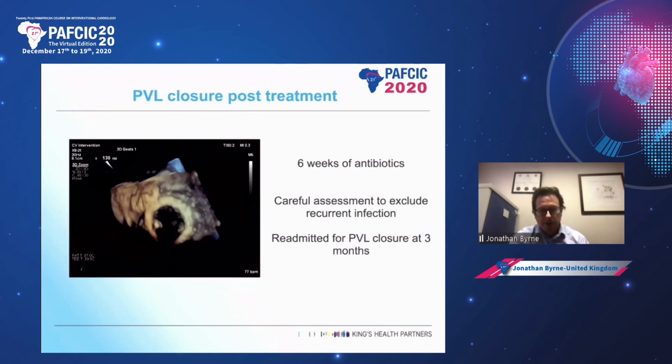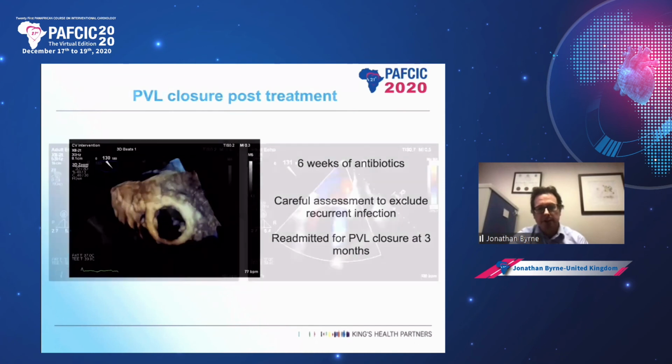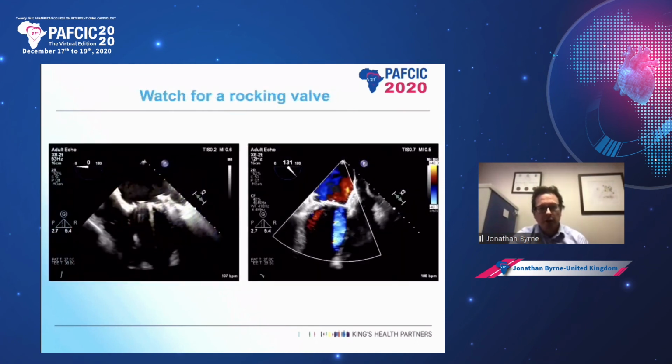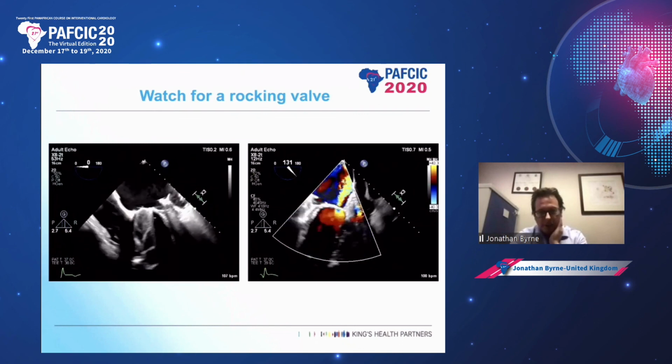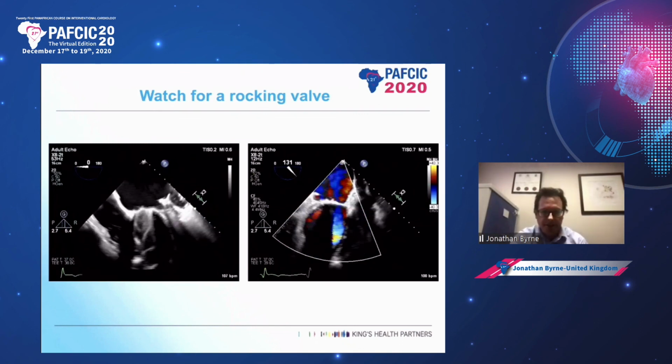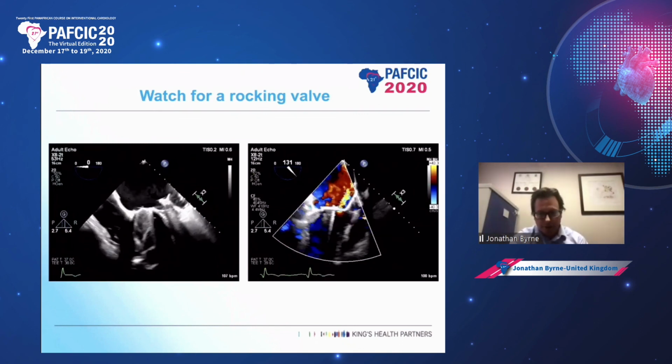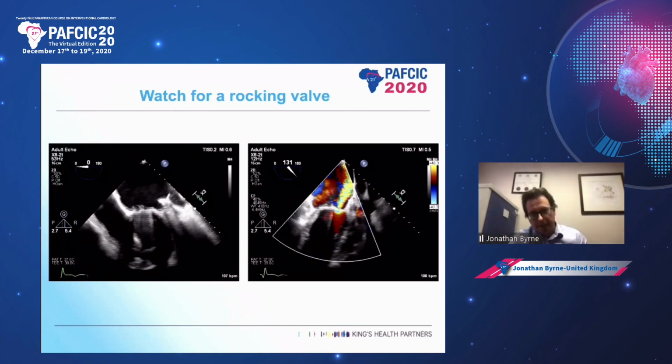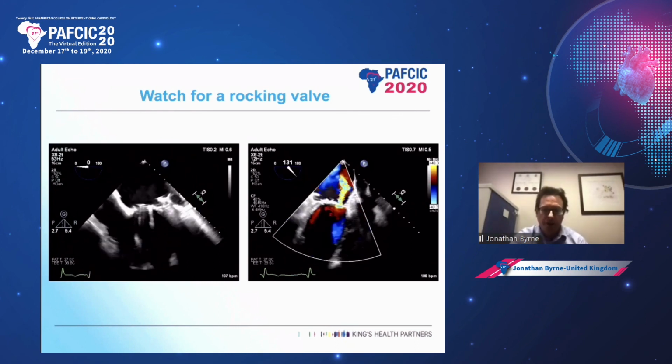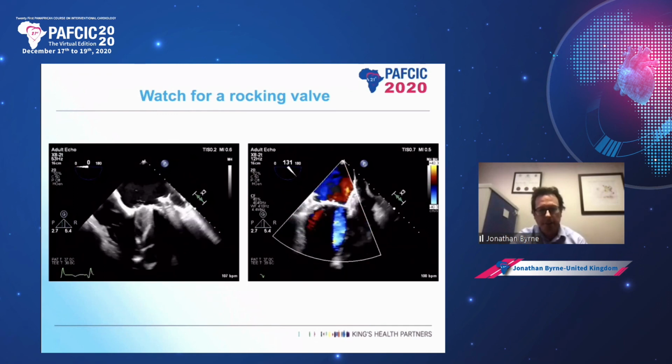This was post-treatment. I think it's very important to assess for recurrent infection before you go on and do anything here. Watch for a rocking valve. You can see here, this is a mitral valve, and there's quite a lot of mobility on that valve in a young patient with a reasonably large leak. But I think that's something to avoid, because it suggests that the valve is not competent, and then putting devices in here will be a problem.